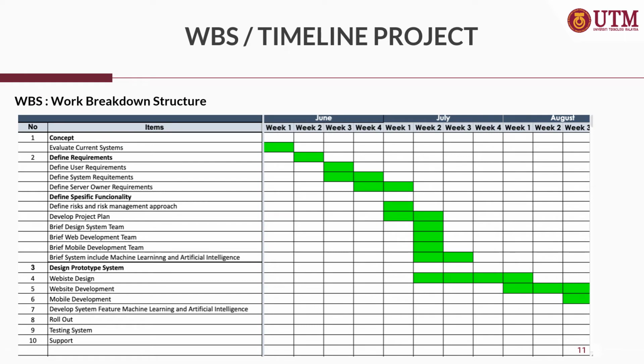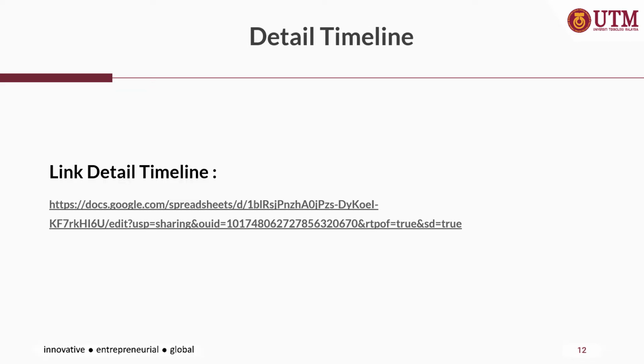This is the work breakdown structure Gantt chart for this smart hospital project. As you see, everyone will know what they need to do every week. You can also follow this link to get the complete Gantt chart from 1st of June till 31st of December.